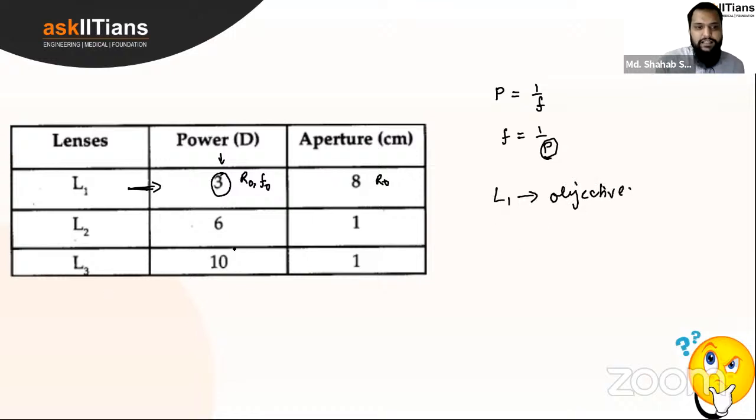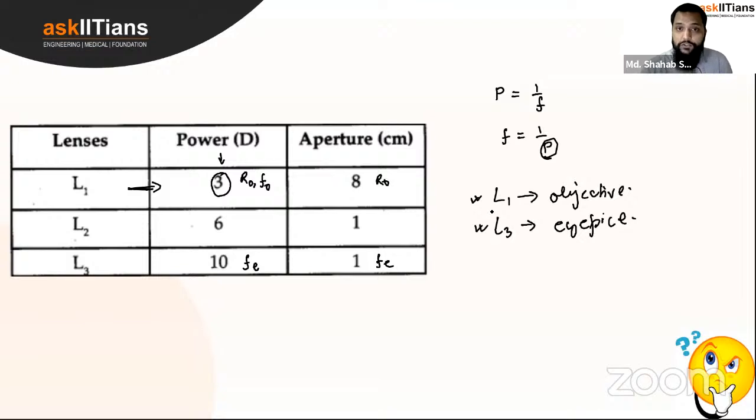Now look at L3. Power is more, so focal length will be less. So less focal length, so we can use it as eyepiece. And aperture is same in both cases. So obviously this will be taken because it has less focal length. Okay, guys. So L3 will be used as eyepiece. So I hope it makes sense, guys. Is this clear?